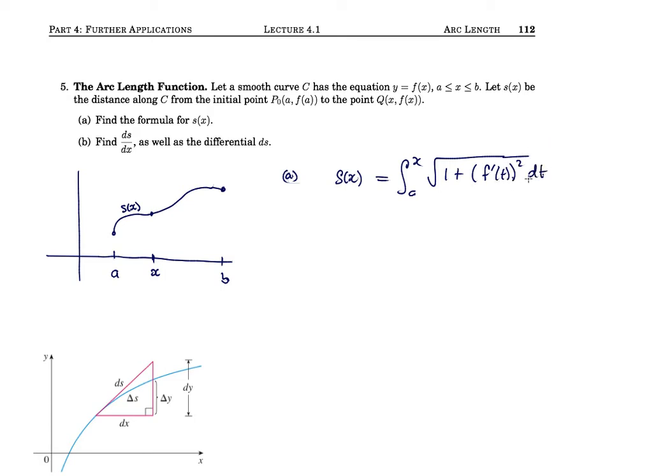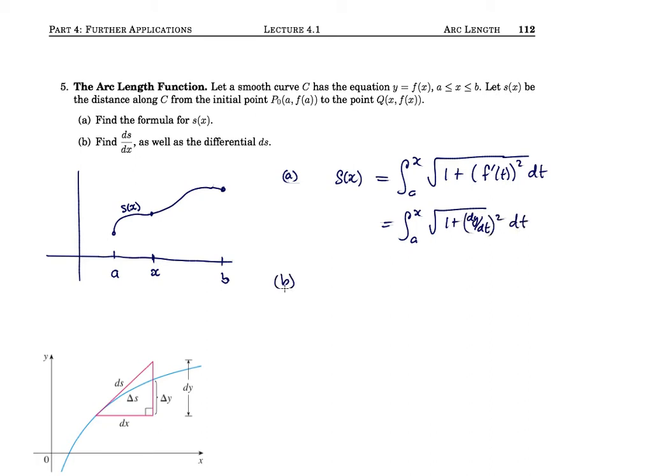Why did I switch to the variable t? Because x is already being used as the upper limit of integration. And just keep in mind that the variable used in the integral itself is just a dummy variable. It's going to get integrated away, so it doesn't matter what I call it. We could also write this as the integral from A to x of the square root of 1 plus dy by dt, all squared, dt.